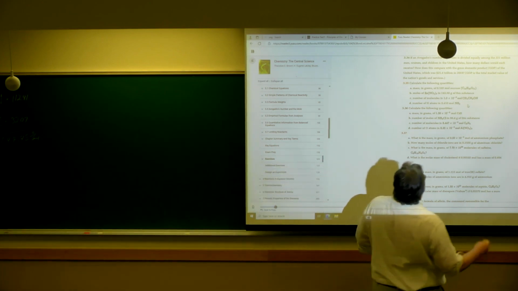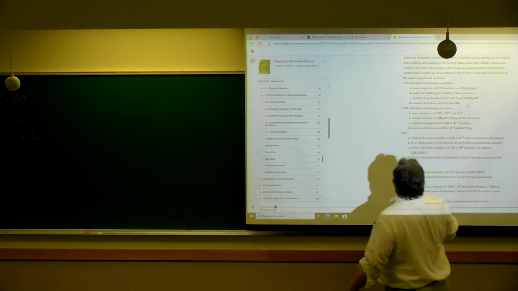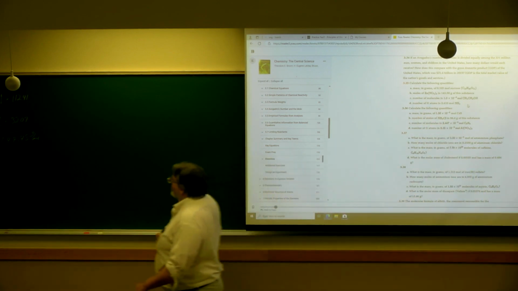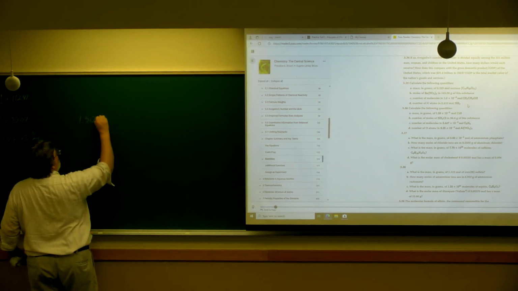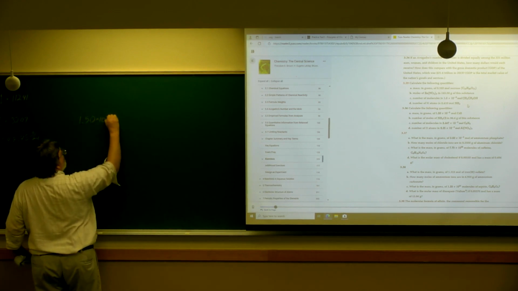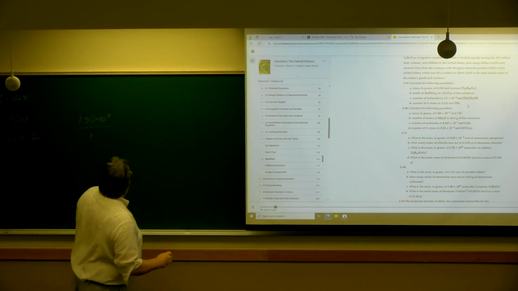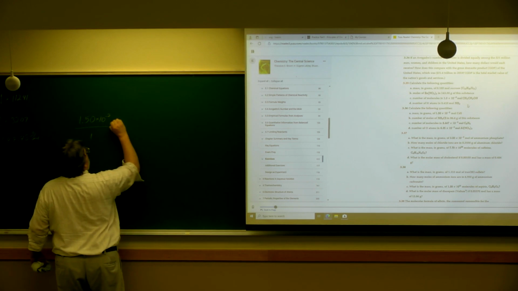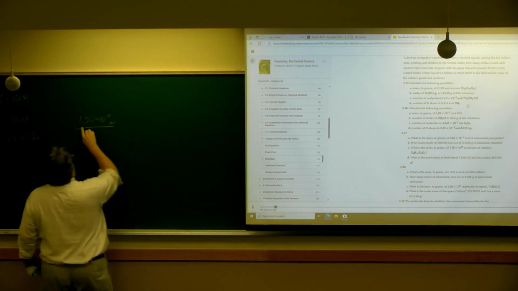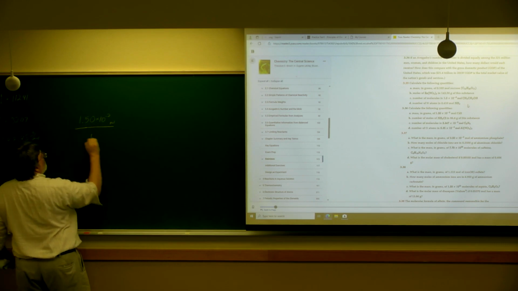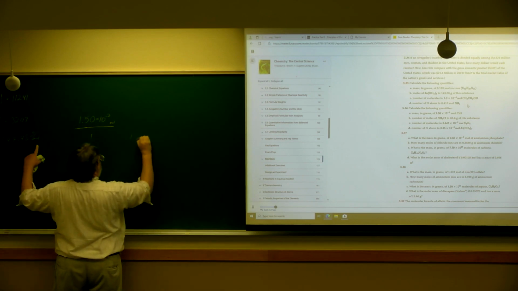So now that we have what we need, mass in grams of 1.50 times 10 to the negative 2 moles. And then moles on bottom.